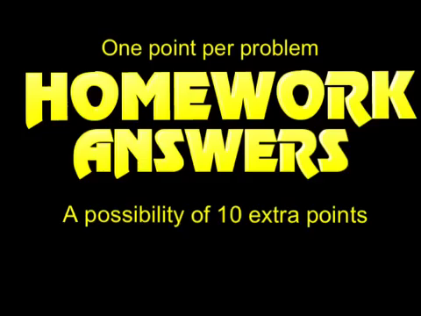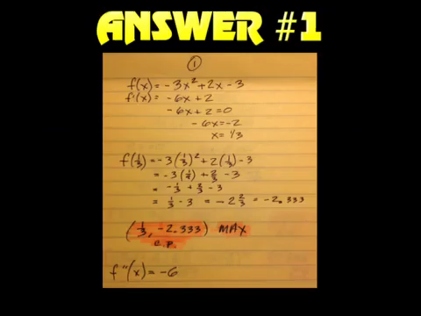Here are the homework answers. On number 1, 1/3 and negative 2.333. You could have 0.333 for the first x value.